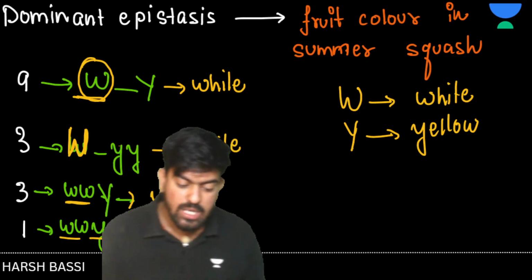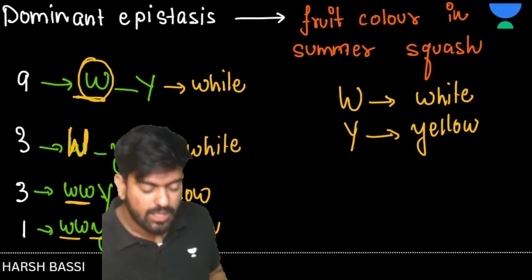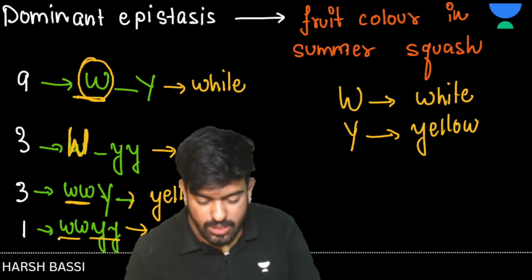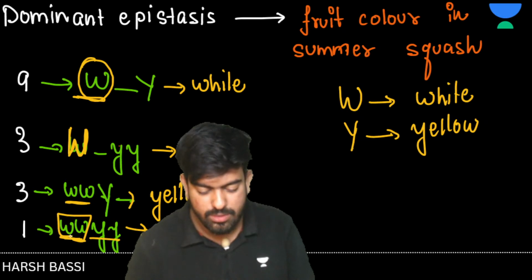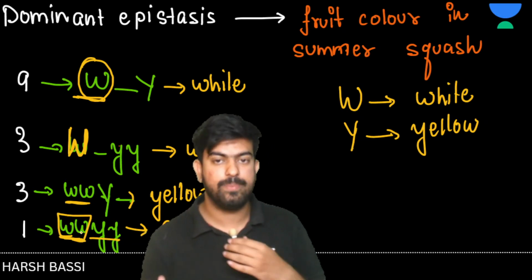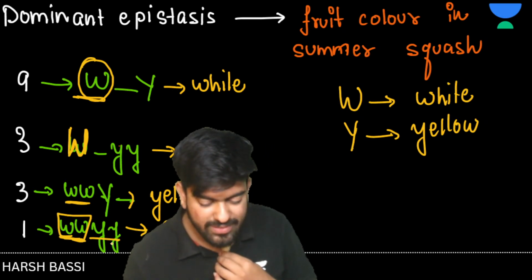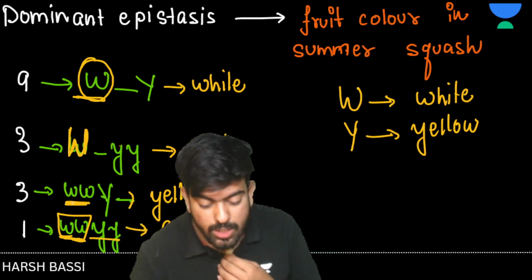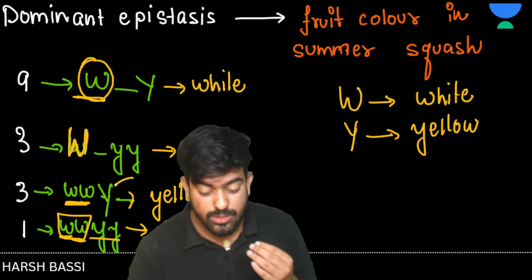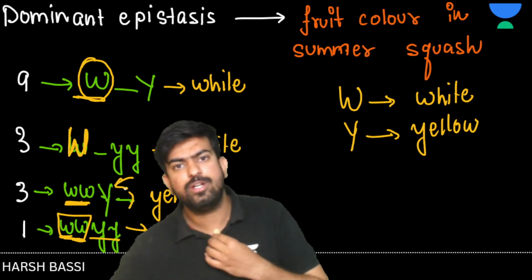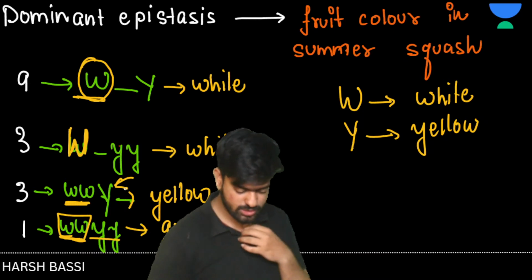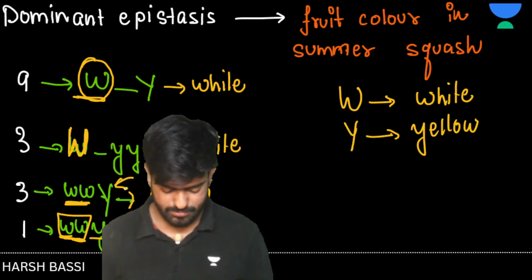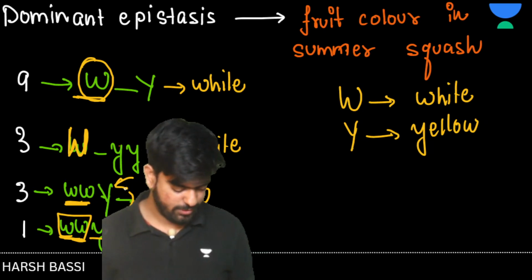See, why green, sir? Small y gives green, na? Small y already gives green, yes or no? So there is no dominant allele present here. If no dominant allele is present, the small y will produce its phenotype, which is green. And here also, no dominant allele is present and capital Y is dominant, so it will produce its own color, which is yellow. Yes or no? Is everything clear to everyone?